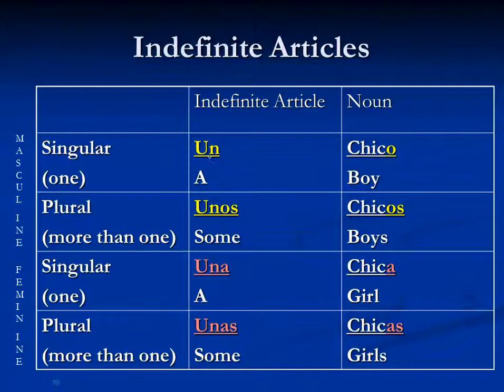So for review here, for indefinite articles, for a, we're going to be saying un, for masculine nouns that end in o. To make it plural, we say unos. And we add os to make those plural masculine nouns. For singular feminine nouns, for a, we're going to be using una. For some, we're going to say unas. And to make that plural, we're going to say chicas, adding an as to it.